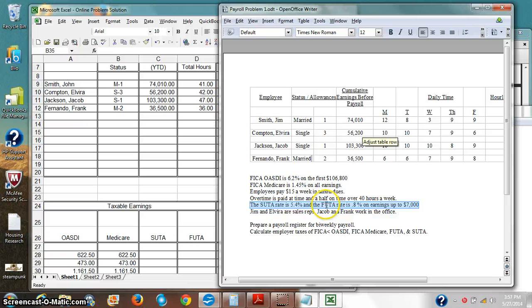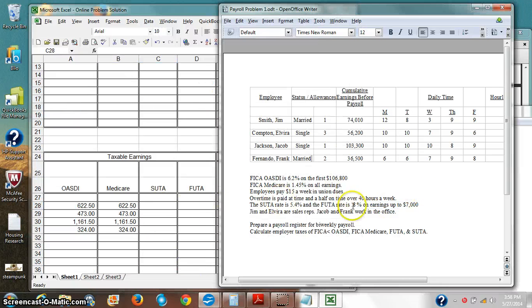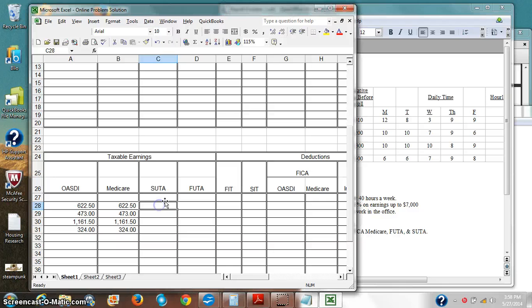This, by the way, is State Unemployment Tax Act. That's what SUTA stands for, and FUTA stands for Federal Unemployment Tax Act. So we paid that a long time ago, and I'll show you how to do that again in a separate video if it were a lot more or less than that. So these are all going to be 0.